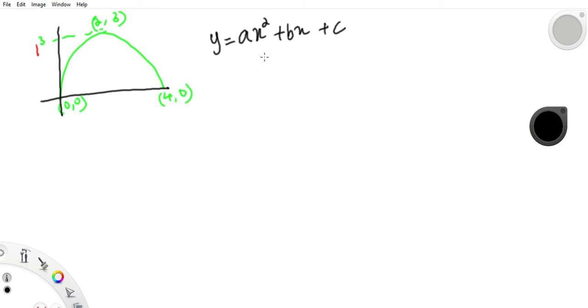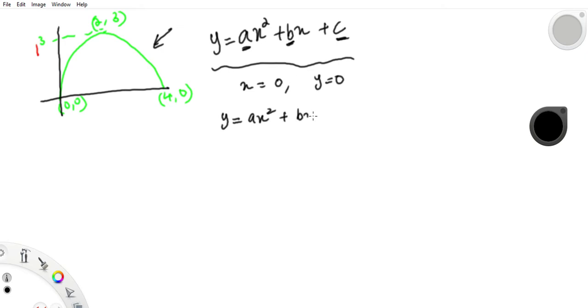Alright, so what we need to figure out really is A, B, and C to make a quadratic equation for this curve. Well, first thing we can do is find out C. If I say x is 0 and y is 0, which is true because at this point here x is 0, y is 0, we can say that this equation can be rewritten as, which then means 0 is C. Done.